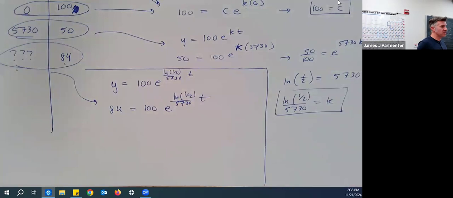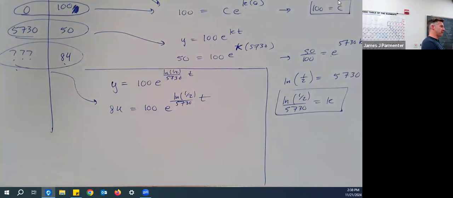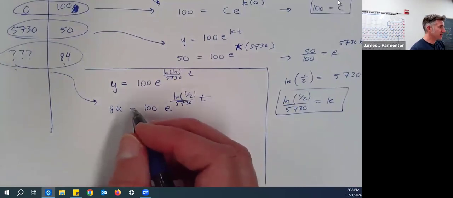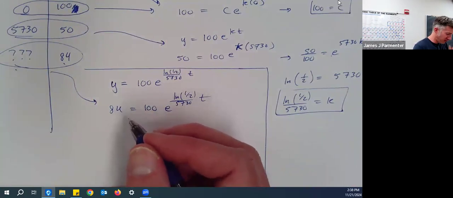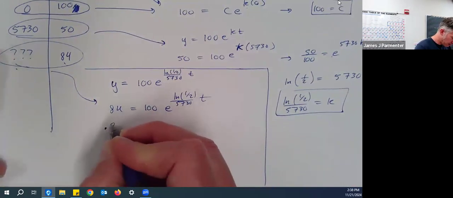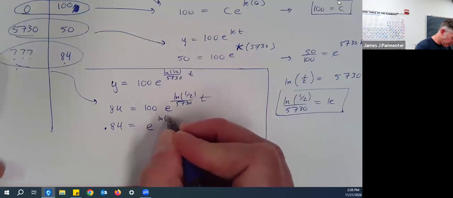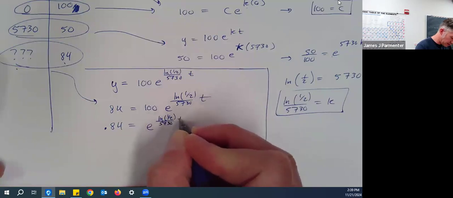Same process essentially as we just used for solving for k. Divide both sides by the coefficient of e, take the natural log of both sides, isolate the variable. So here, instead of writing 84 divided by 100, let's write 0.84, right? 84% has a decimal, 0.84. Not a surprise. 0.84 is going to equal e to the natural log of 1/2 over 5,730 times t.